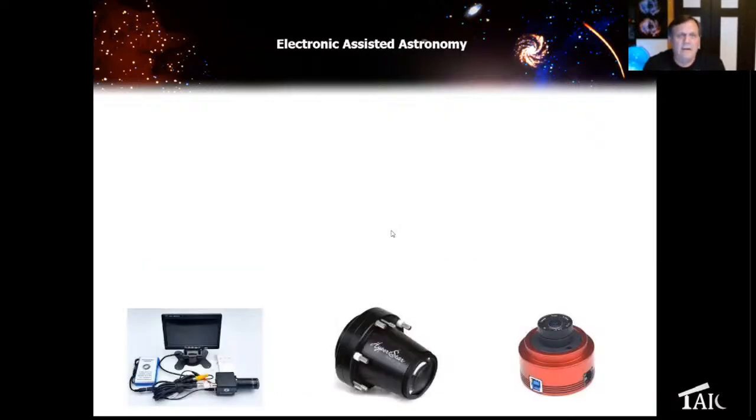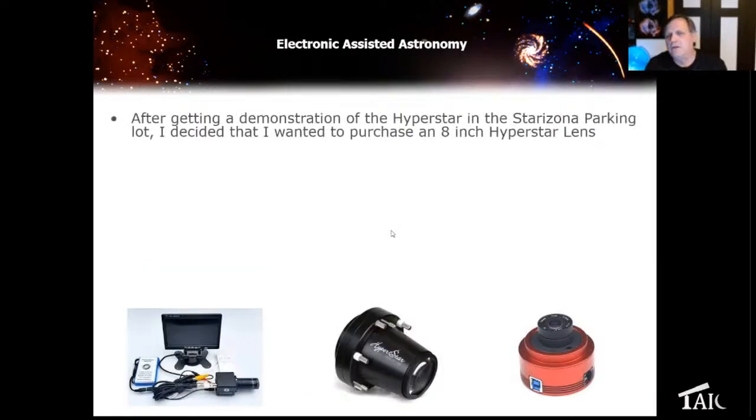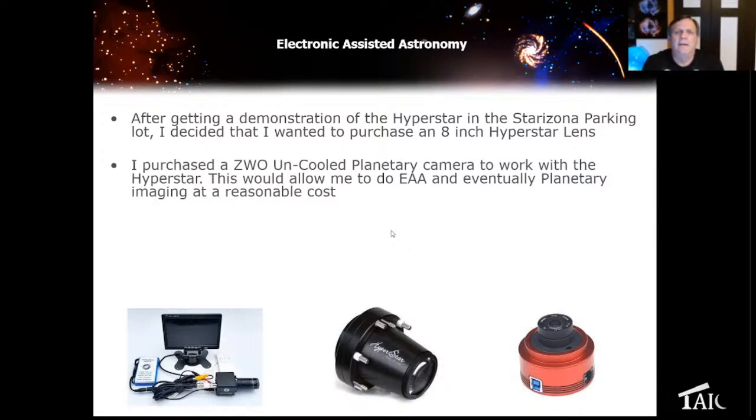And then after getting a demonstration of the Hyperstar in the Starzona parking lot, I decided that I wanted to purchase an 8-inch Hyperstar lens. And pretty much Starzona had worked on getting me a lens set up over that long weekend I was there. And I actually took it home with me on the plane. And then I also purchased a ZWO uncooled planetary camera to work with the Hyperstar. This allowed me to do electronic assisted astronomy and eventually planetary imaging at a reasonable cost.